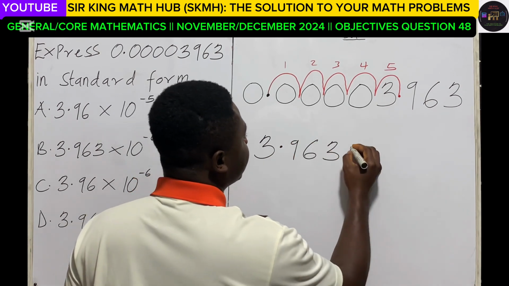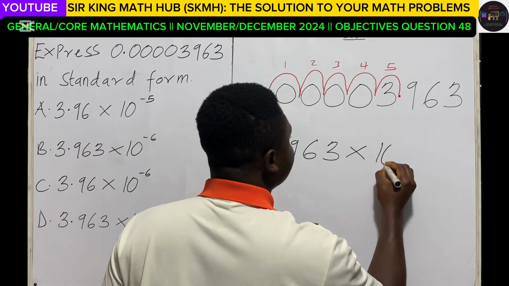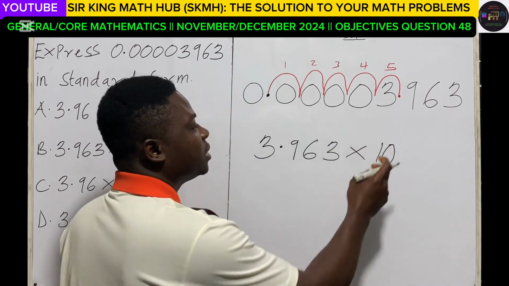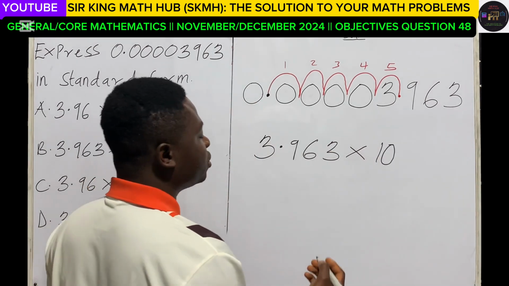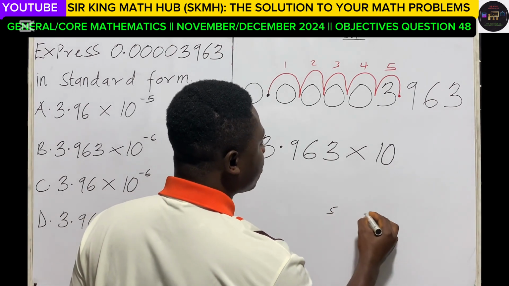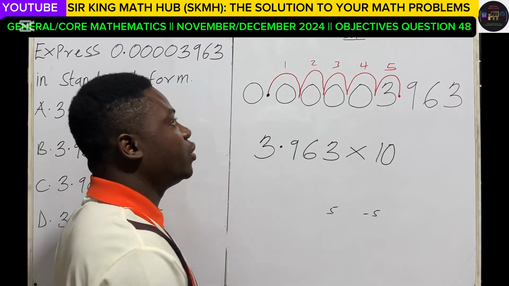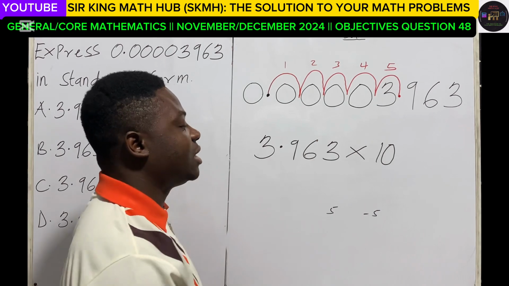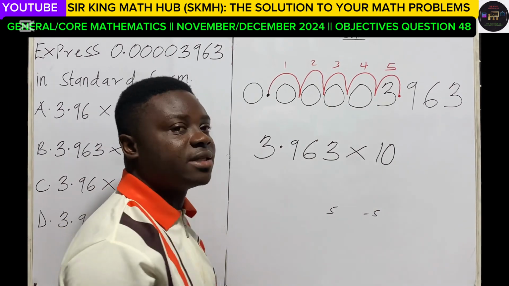0.963 times 10. There should be an index. So should the index be positive or negative? Yes, we know that we moved 5 steps, but will the index be positive or negative?